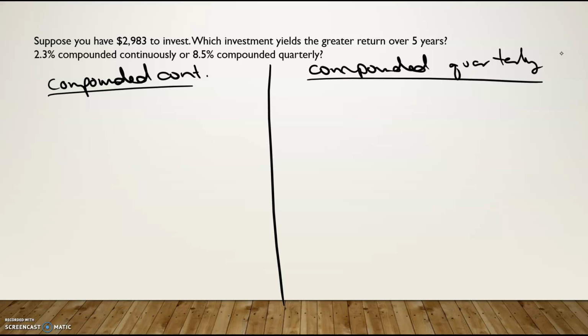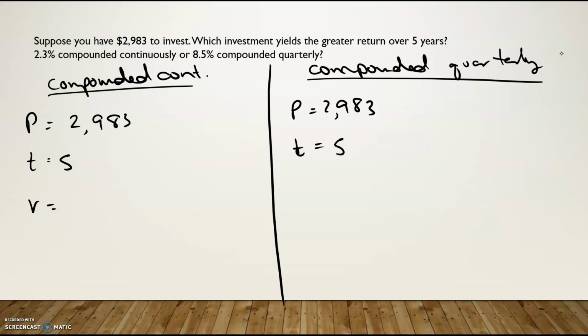Okay, so compounded quarterly. So both of them have a P of 2,983, and both of them have a time of 5. Now the rate for the compounded continuously would be 0.023. The rate over here would be 0.085. And here I also need n. Compounded quarterly, that means that's equal to 4.